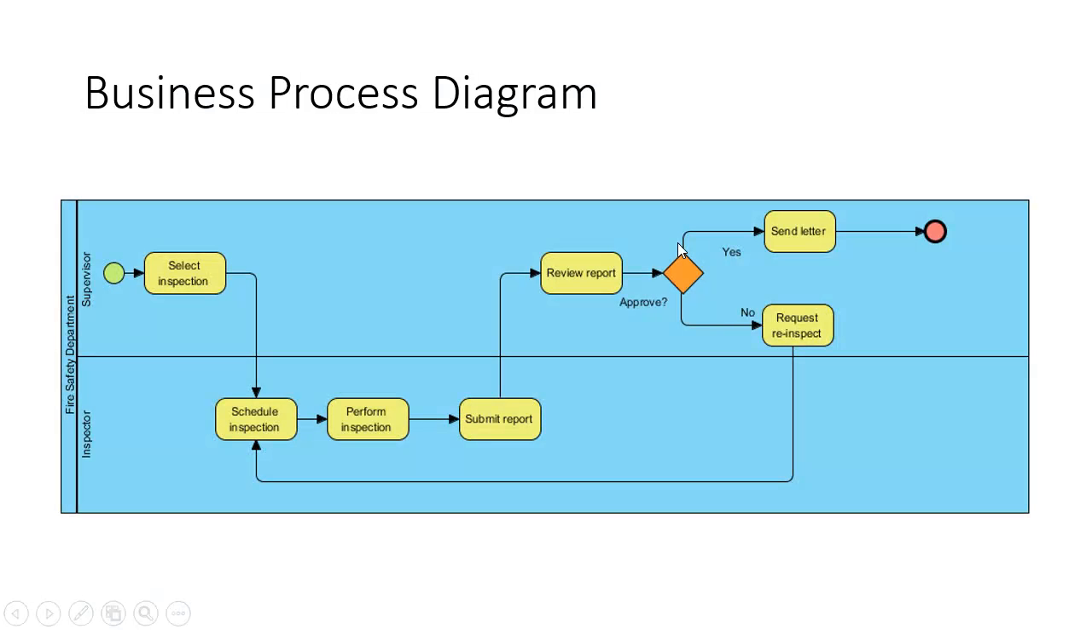Let's take a look at a business process diagram example. Here you can see we have the supervisor select inspector, connect to schedule inspections and then to perform, etc. You see all the links, all the relationships, have the arrowhead. That means from one end to the other end, showing the flow.